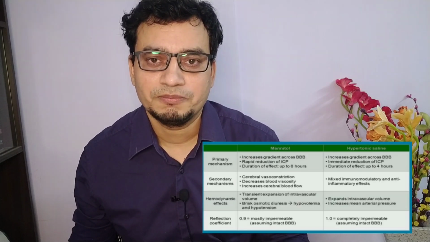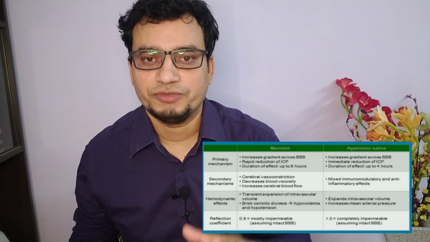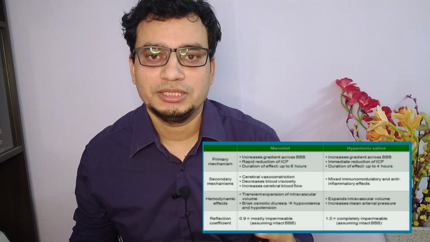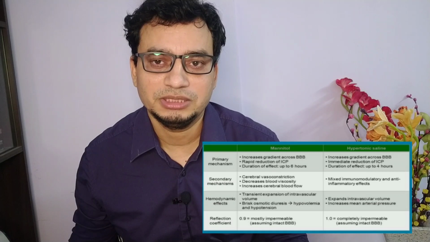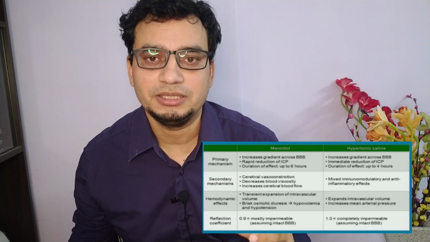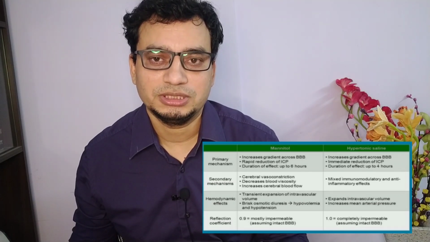If somebody asks you what are the differences between the hypertonic saline and mannitol in neurology, then definitely you should know 4 to 5 points. So, you should know that the reflection coefficient of hypertonic saline is 1. That means that the blood-brain barrier is completely impermeable to hypertonic saline, whereas in case of mannitol, the coefficient is 0.9. So, in about 10% cases, the blood-brain barrier will allow the mannitol to move, and that is the reason mannitol should be tapered slowly.